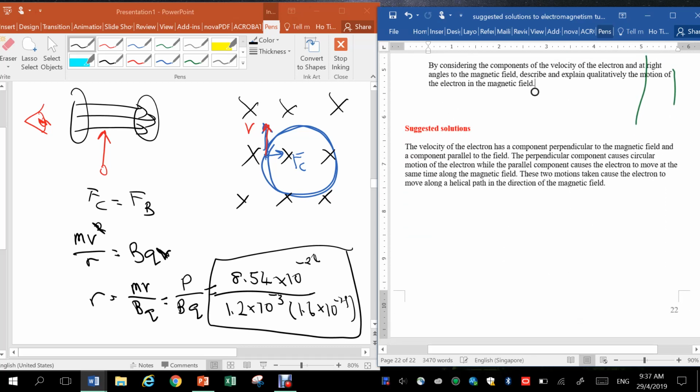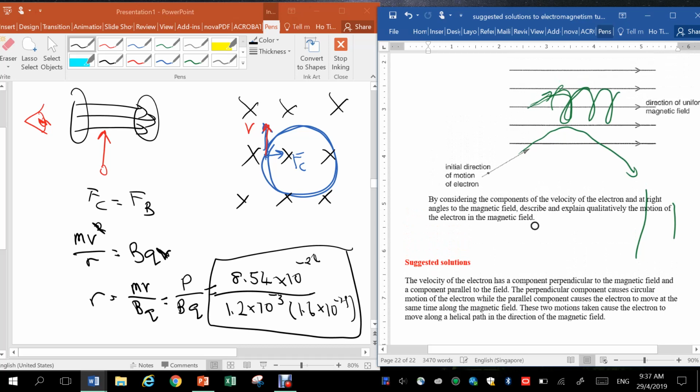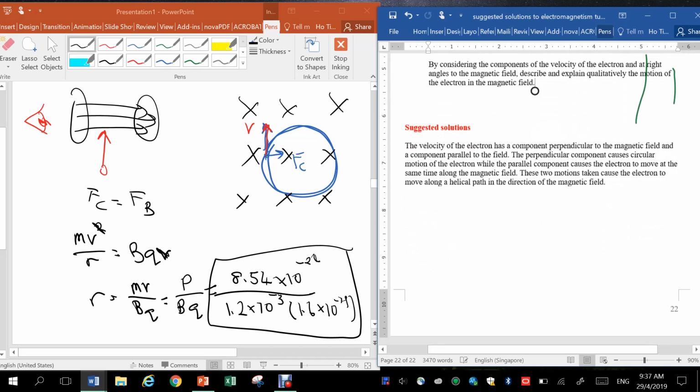The velocity of the electron has a component perpendicular to the B field and a component parallel to the B field. That's what we have done in the previous question. The perpendicular component causes circular motion, and the parallel component causes motion along the field. So it does a helical path, but it's actually half a helical path before it exits. So it's still a helical path. And that's that. If you have any questions, please find me at the next lesson where we meet face to face. Thank you very much.